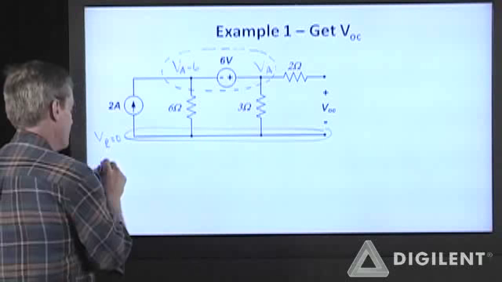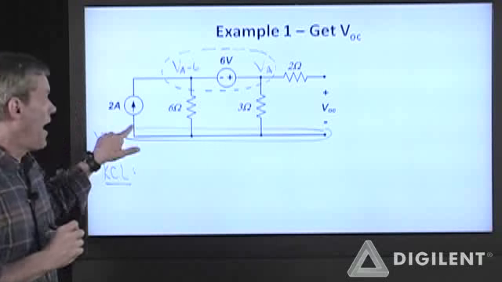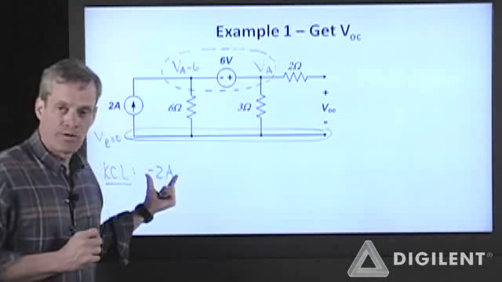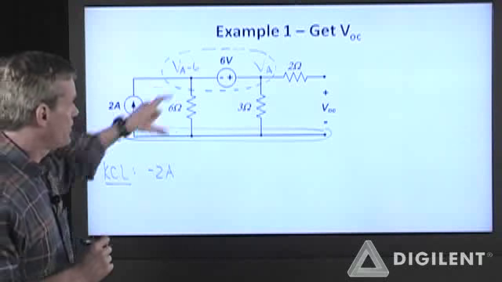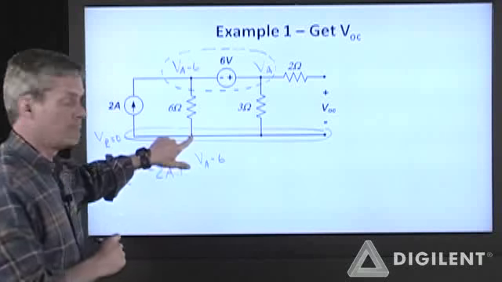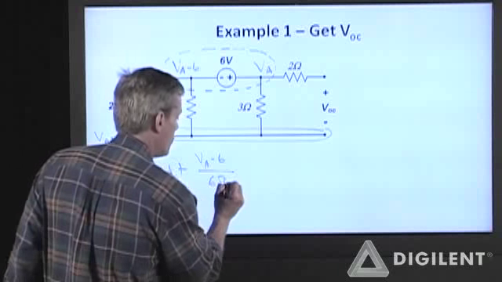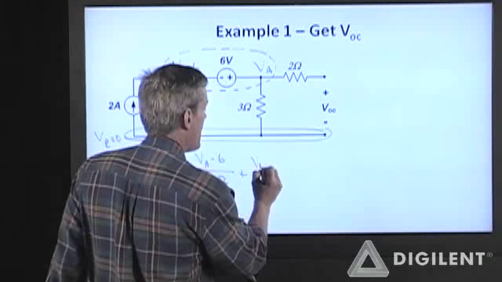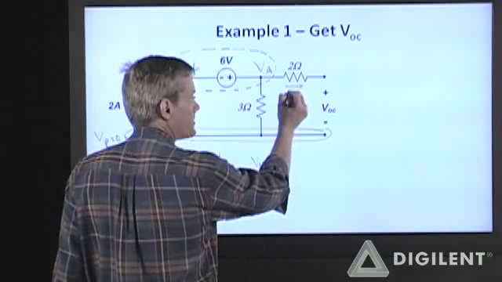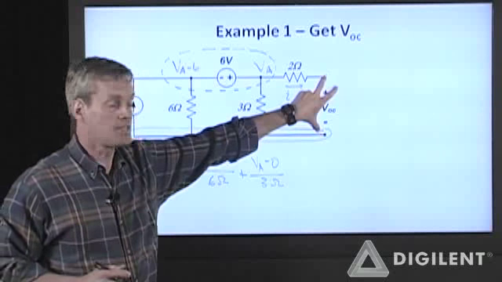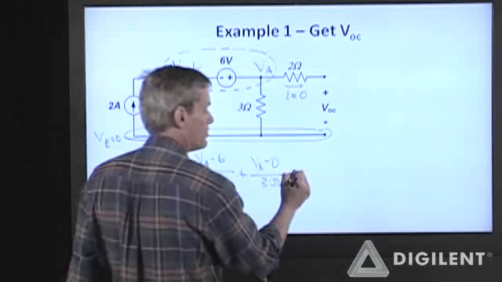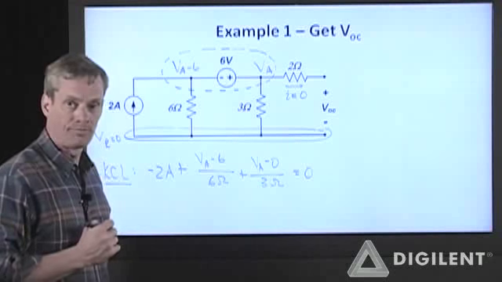Now I can do KCL around this supernode. I have 2 amps going into the supernode. Typically, I'll use currents entering the node as being negative, plus the current through the 6 ohm resistor, which is VA minus 6 minus 0 over 6 ohms, plus VA minus 0 over 3 ohms, plus this current here. If this is an open circuit, however, this current has to be 0. So I add 0 to this and set the whole thing equal to 0.